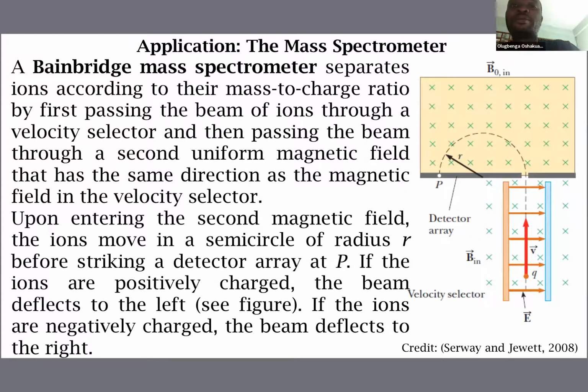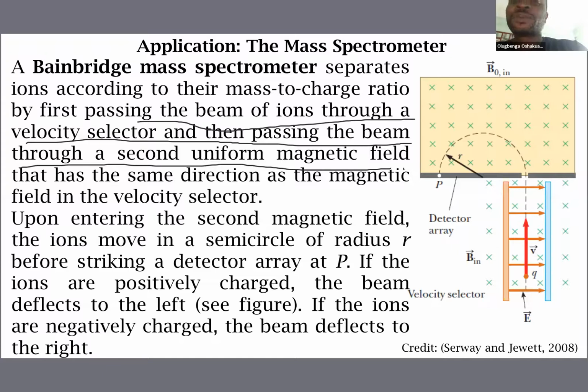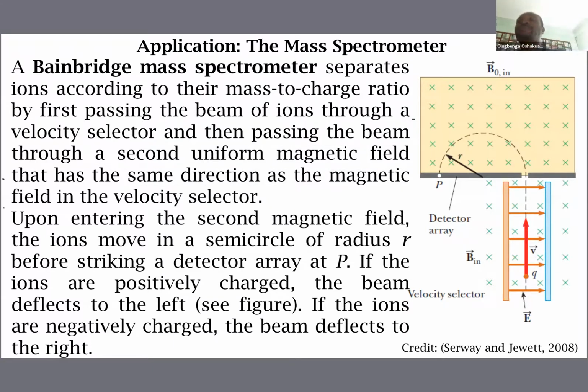Okay, this Bainbridge mass spectrometer separates ions according to their mass to charge ratio by first passing the beam of ions through a velocity selector and then passing the beam through a second uniform magnetic field that has the same direction as the magnetic field of the velocity selector. Now, this is the velocity selector. We have seen this before. And these X signs here show us the presence of magnetic field. And the direction of this magnetic field is the direction with which you are looking into the screen.